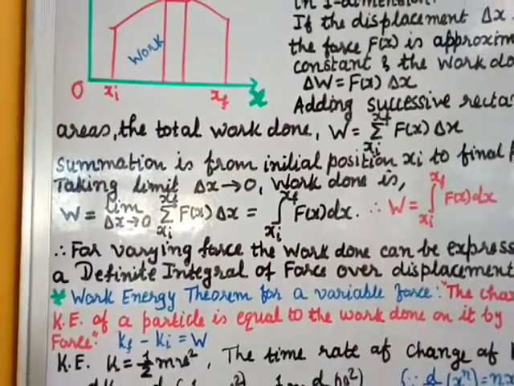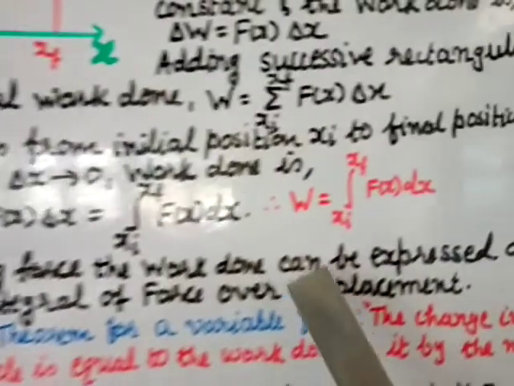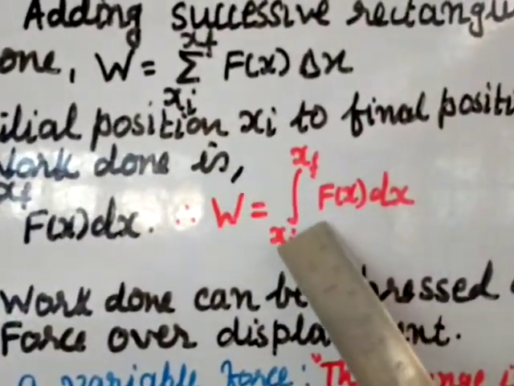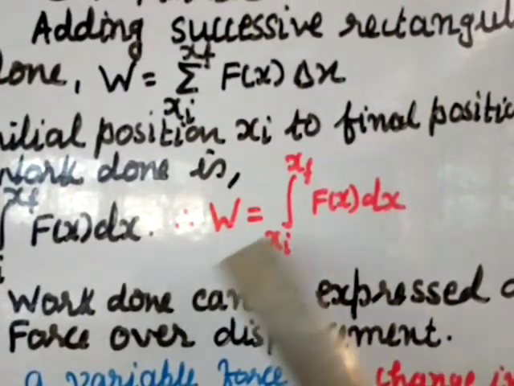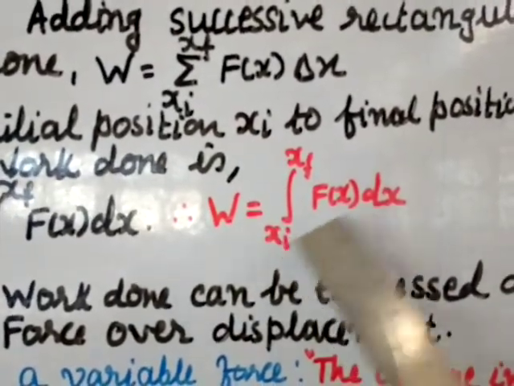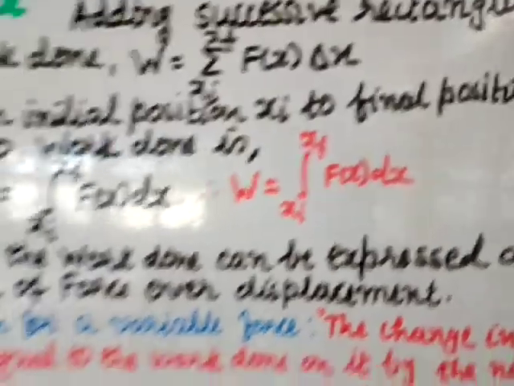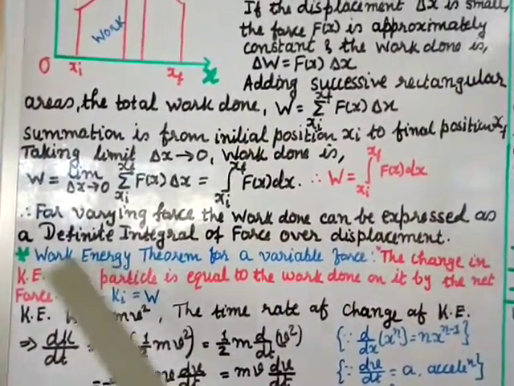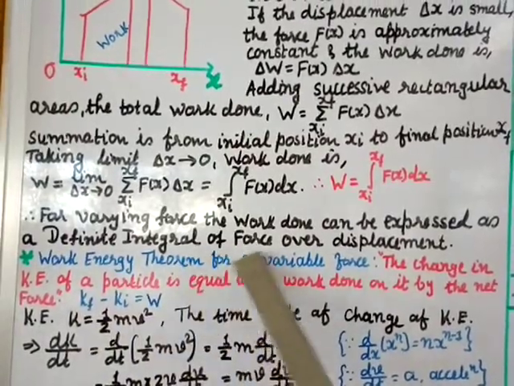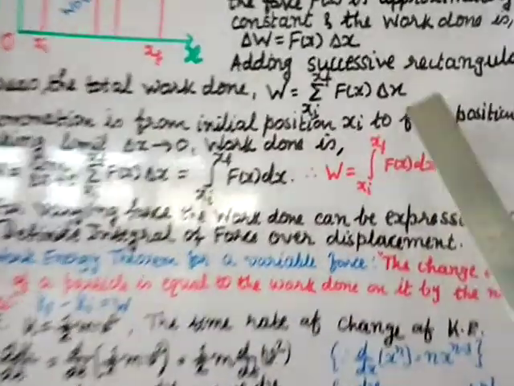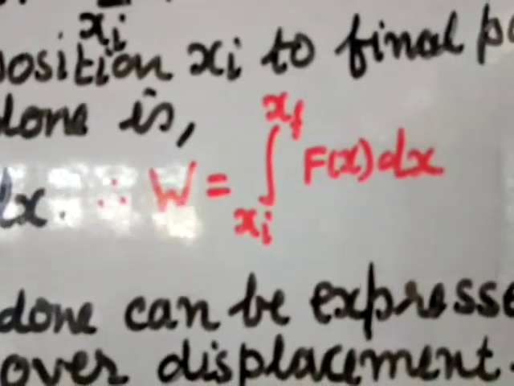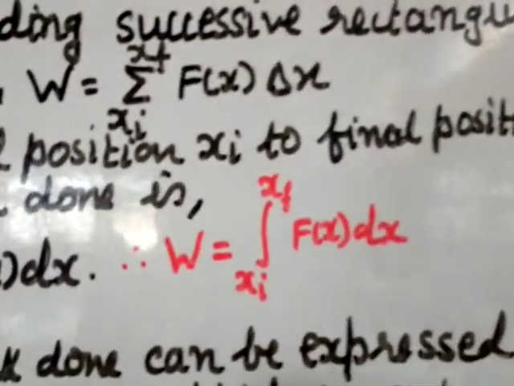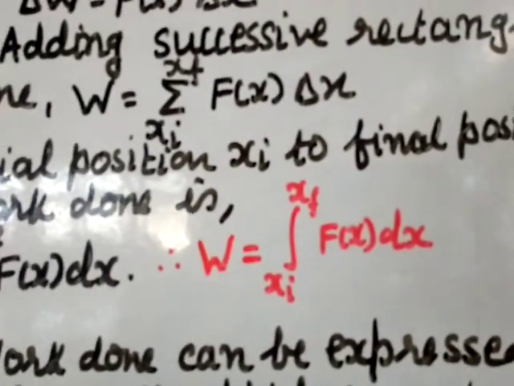This is calculus. So what we have proved is W is equal to the integral from xi to xf of f of x dx. The work done equals the integral of f of x with respect to the displacement. So for a varying force, the work done can be expressed as a definite integral of force over displacement. When you have the limits, you consider this a definite integral. Using this formula, we can find the work done by a variable force.